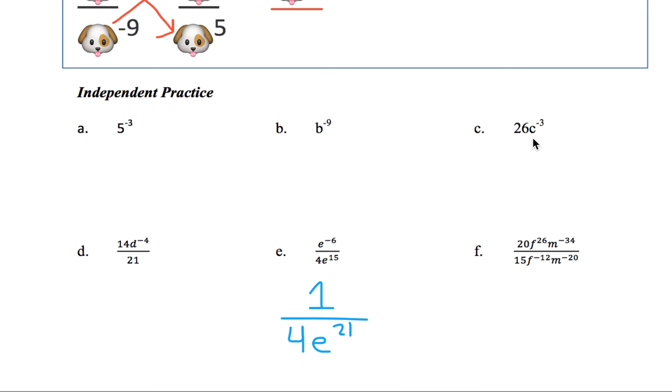Let's go back to letter C to illustrate this principle that for here, this negative 3, unless you have parentheses, the exponent is only attached to what's directly beneath it. So this negative 3 exponent does not touch the 26. So the 26 is going to stay there. And these 3 chickens are double agents. They're going to go to the bottom and become c to the positive 3rd.